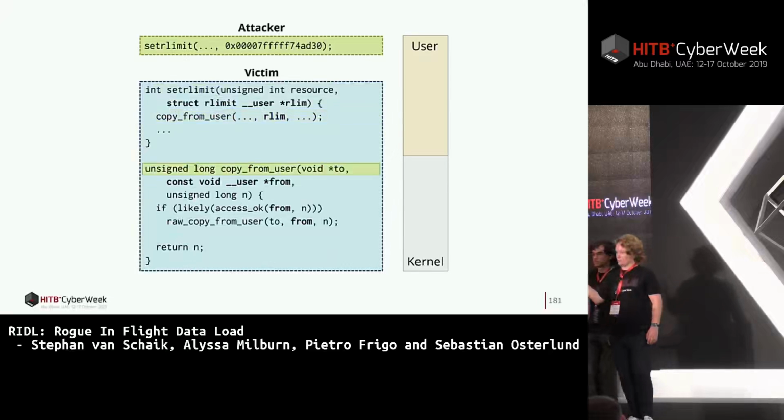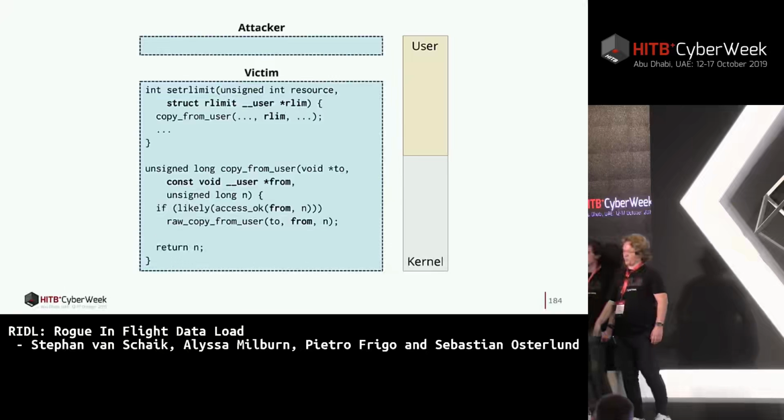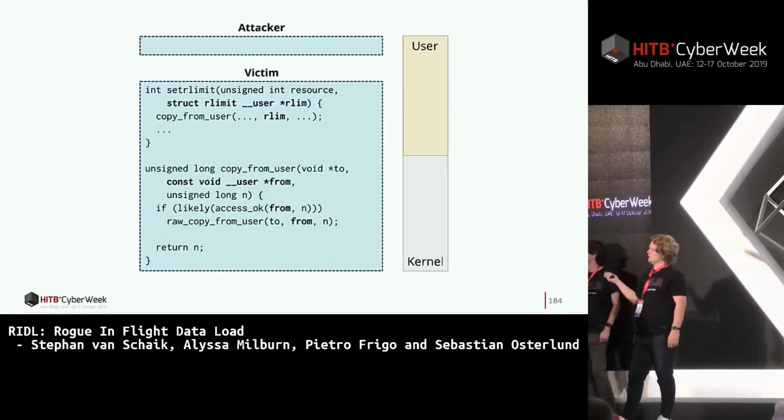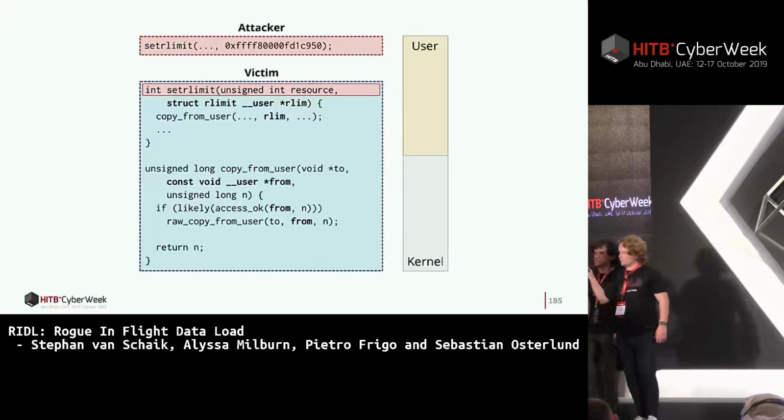It calls copy from user, goes here, just copies it from user, and you do this a few times to train the branch predictor. Then at some point when you're confident you have trained the branch predictor, you give it an invalid address or a kernel address. Well, now it starts executing set rlimit, copy from user, goes here.